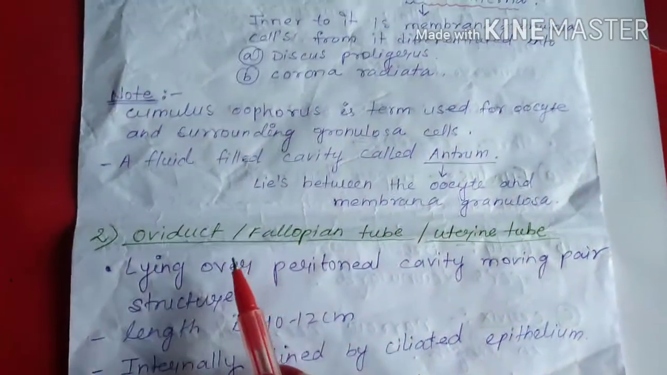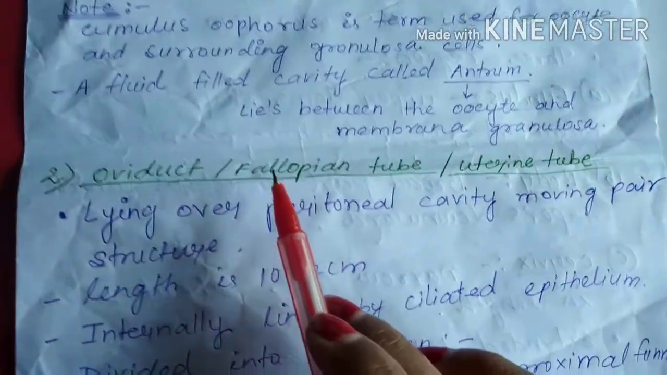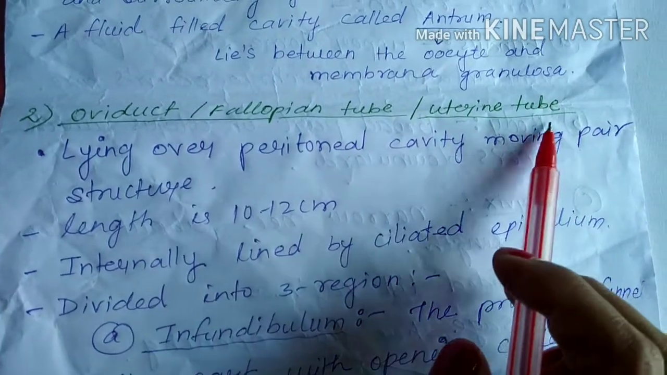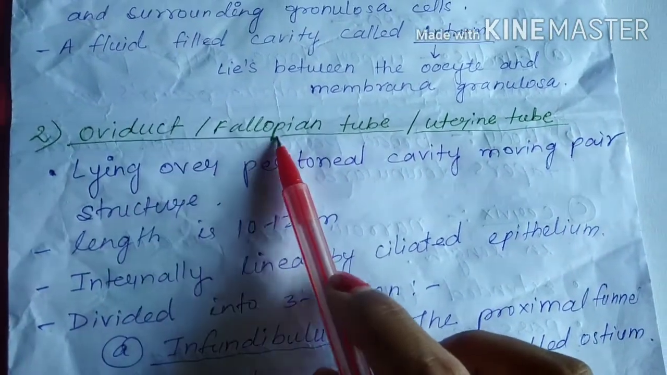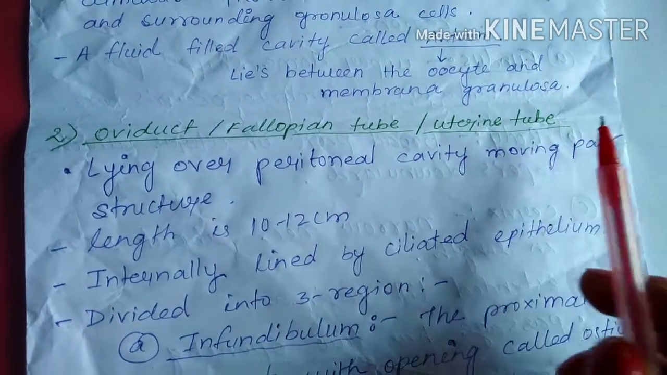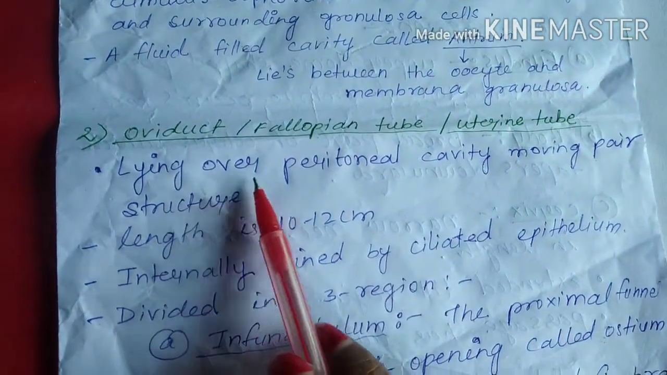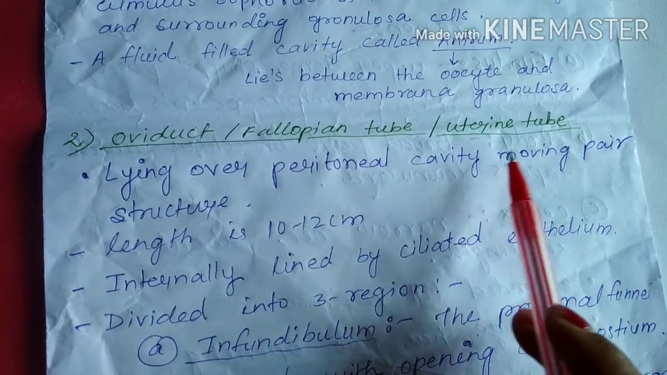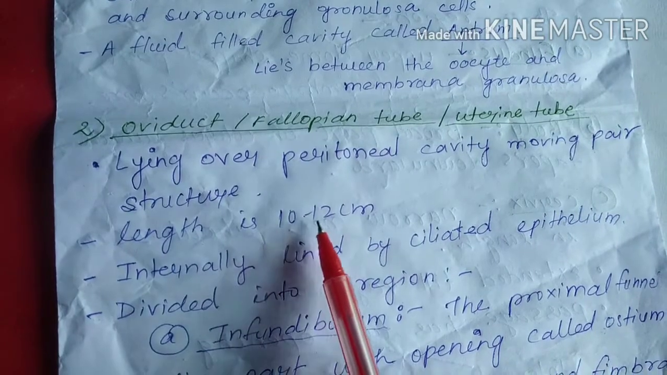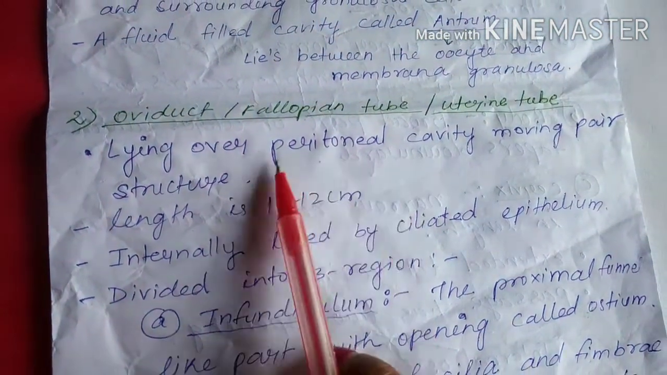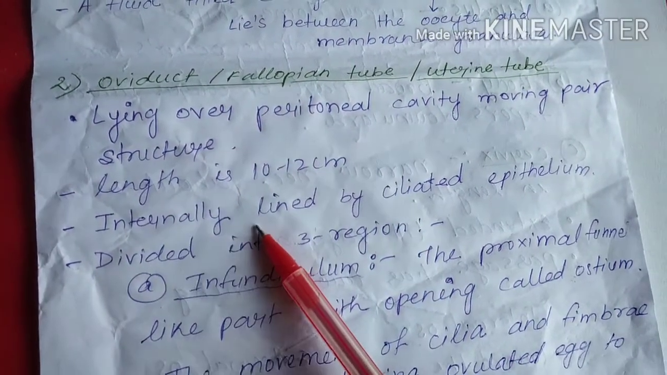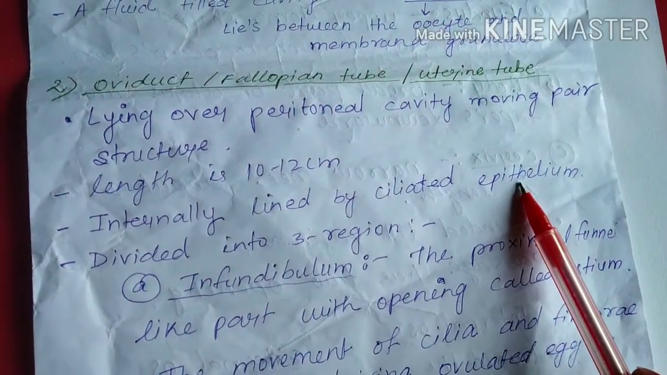Next is the oviduct, fallopian tube and uterine tube. All three are the same: oviduct is known as fallopian tube and fallopian tube is also known as uterine tube. It lies in the peritoneal cavity, is a paired structure, and its length is 10 to 12 centimeter. We will understand this portion through the diagram. It is internally lined by ciliated epithelium.